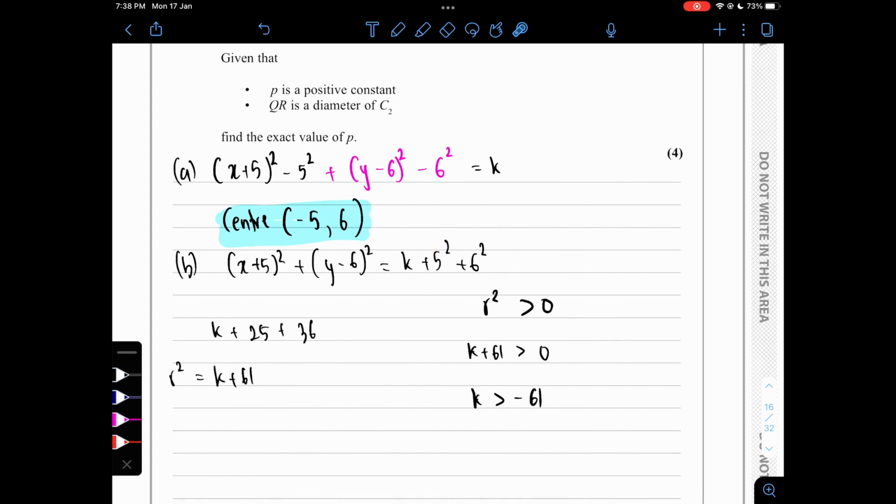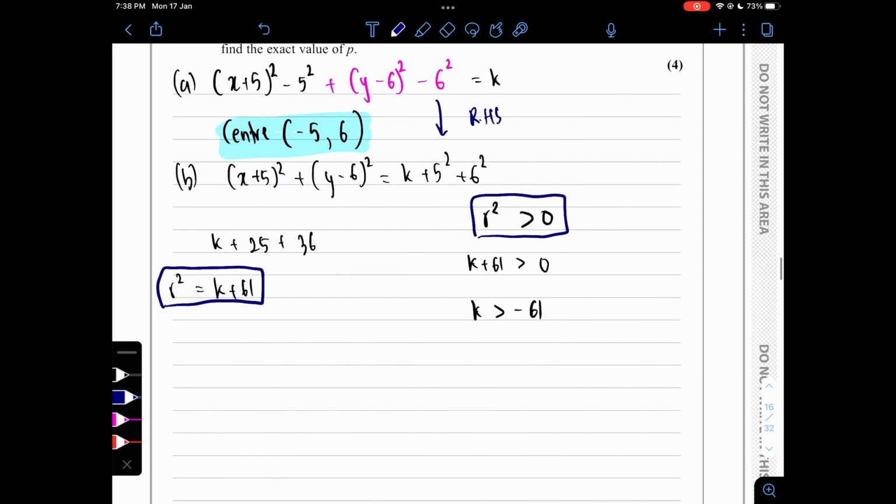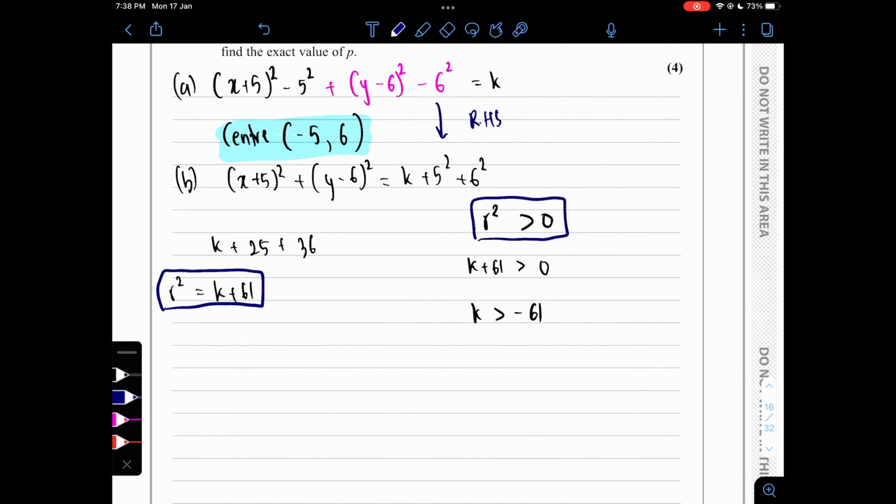Moved it across to the right hand side, and I know that this is equivalent to our r squared, our radius squared, and I know that r squared has to be greater than 0, because the radius has to be greater than 0. So what does that mean? That means that k plus 61 has to be greater than 0. So now we have the range: k must be greater than minus 61. So that's how I got here.